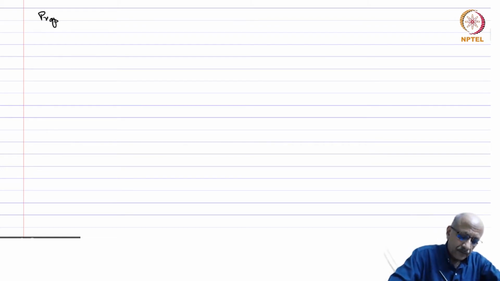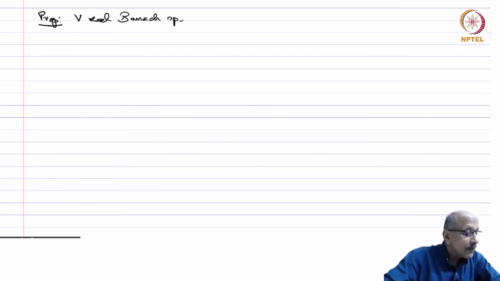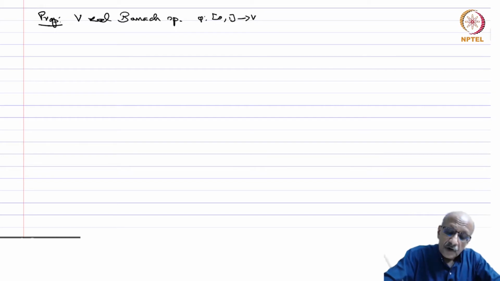Proposition. V real Banach space, and phi from 0 1 to V continuous. Then integral phi of t dt from 0 to 1 exists.